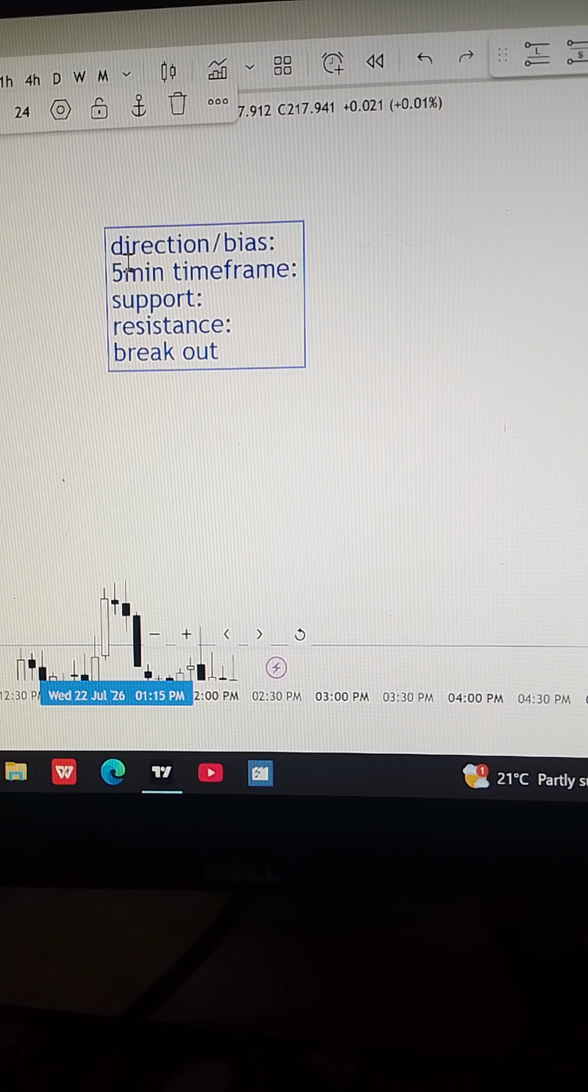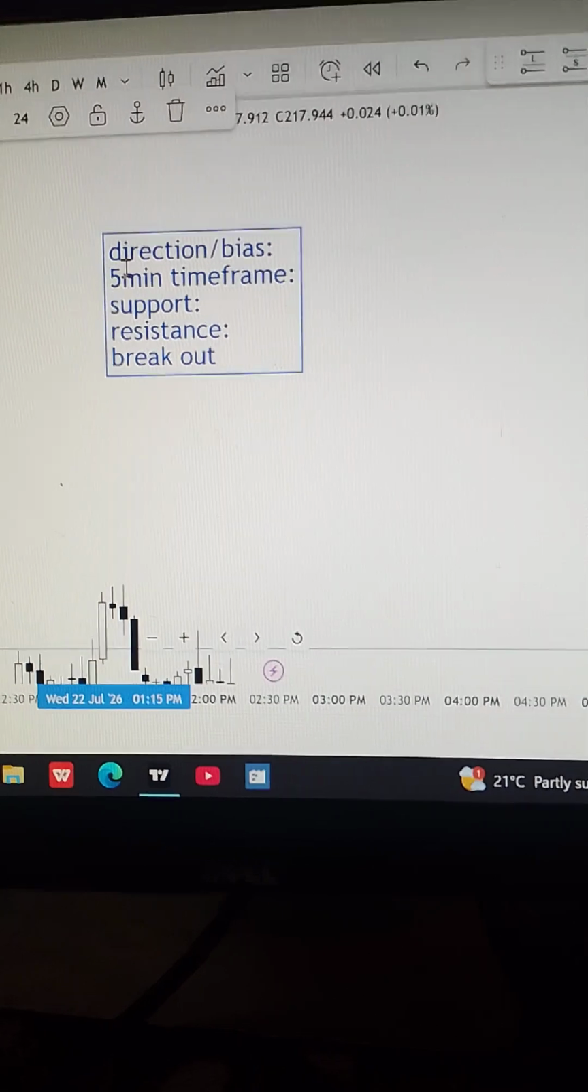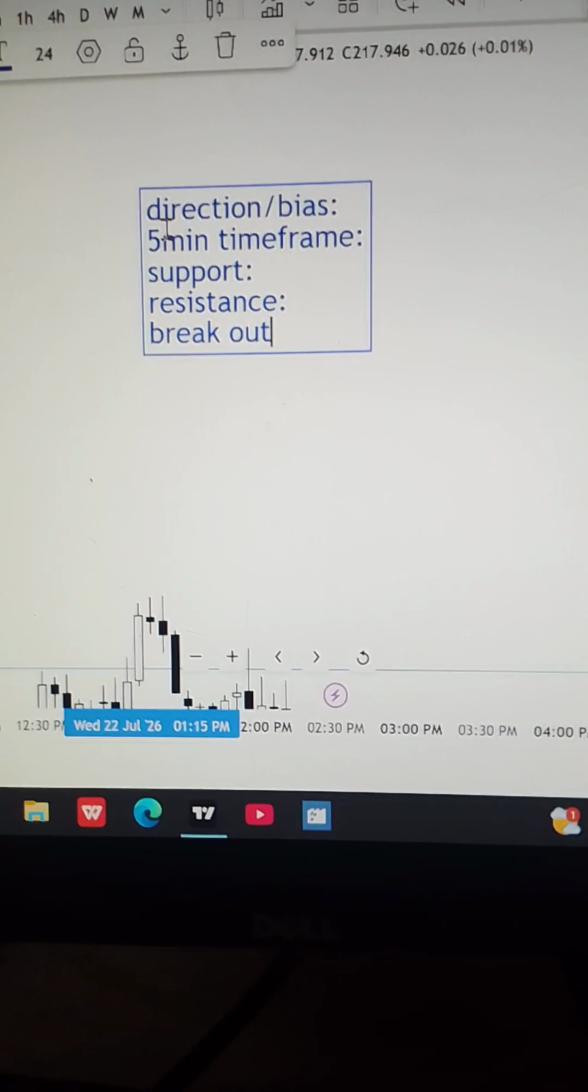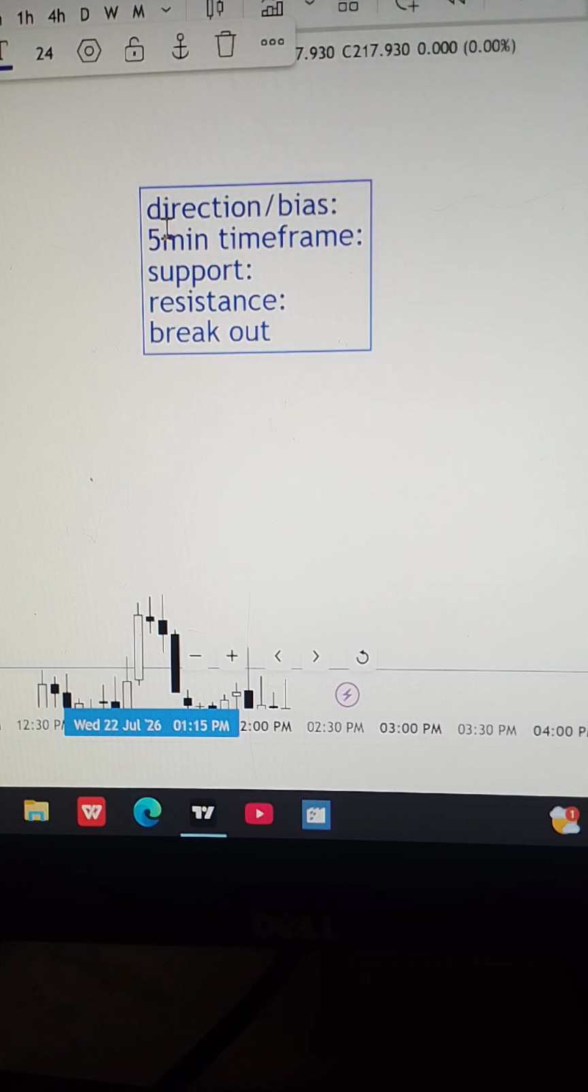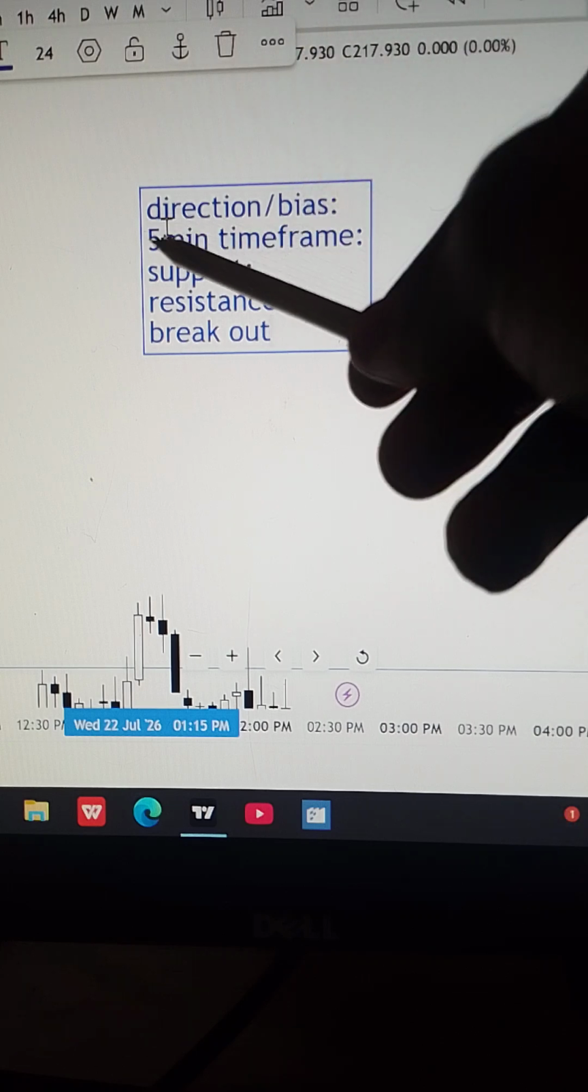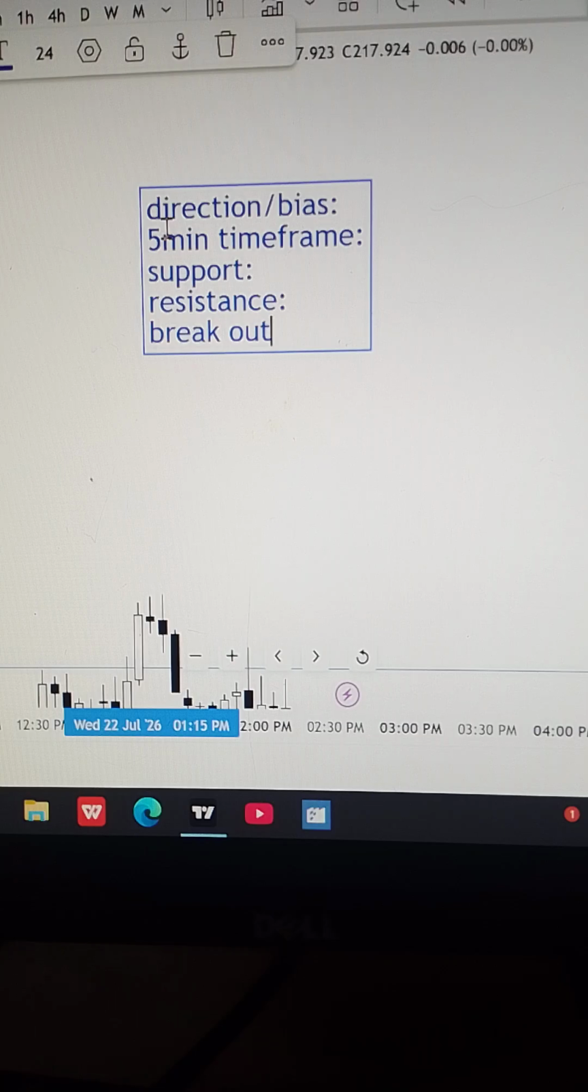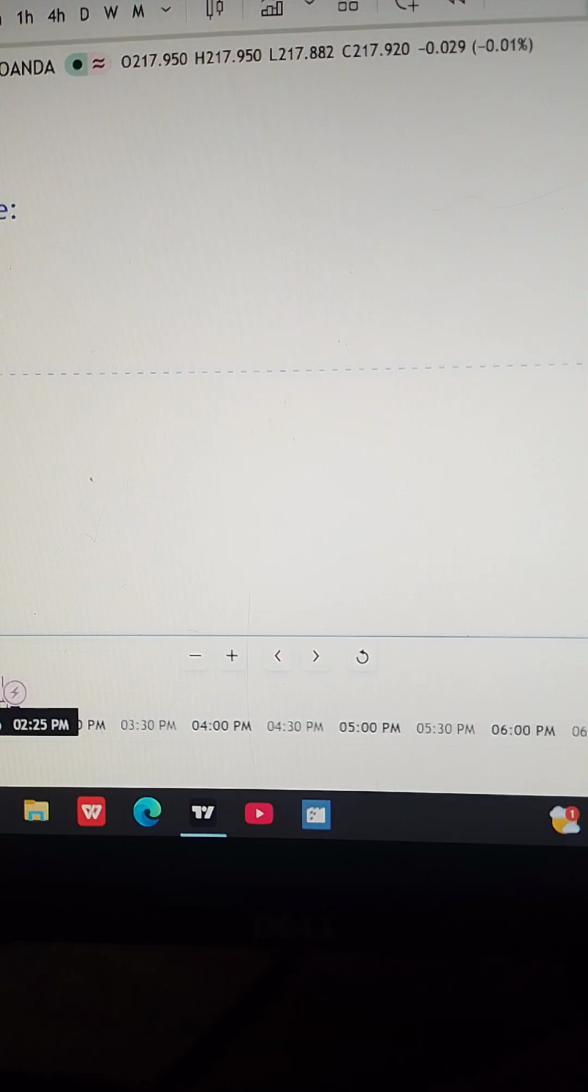Those are the key factors to consider when flipping a small account. First, you are supposed to be on the 5-minute time frame. After knowing the direction of the market, you look for support, resistance, and the breakout. You already know what daily bias is, and the 5-minute candlestick is the time frame. So, support, resistance, and breakout. Let's start with support.